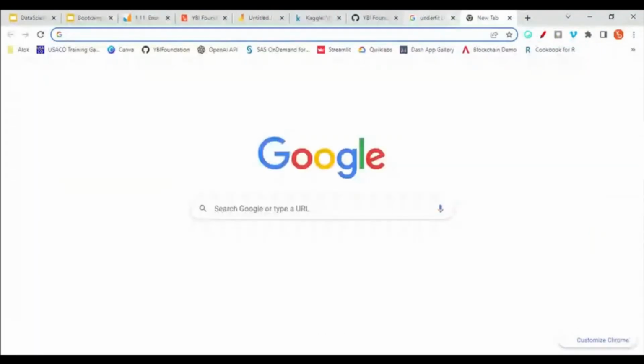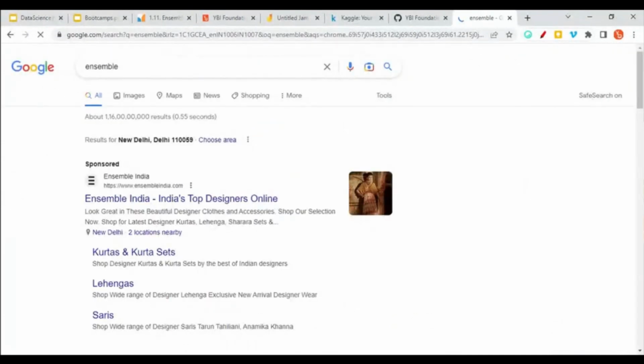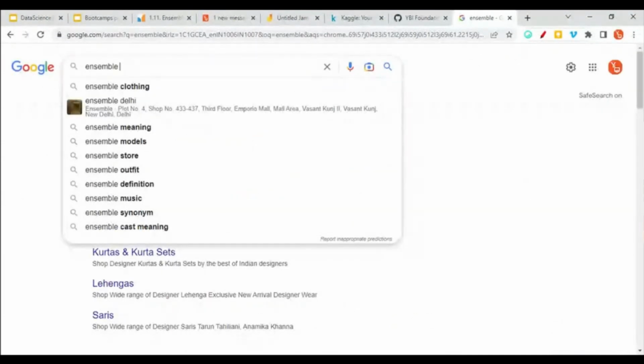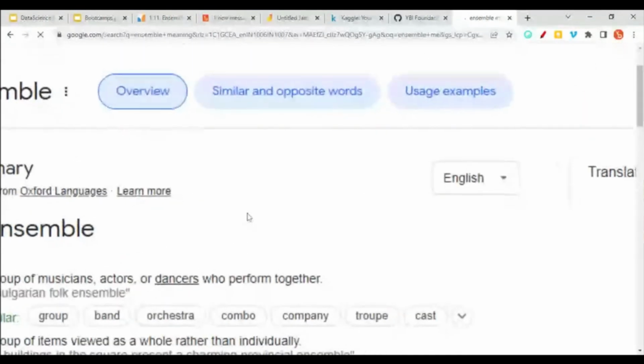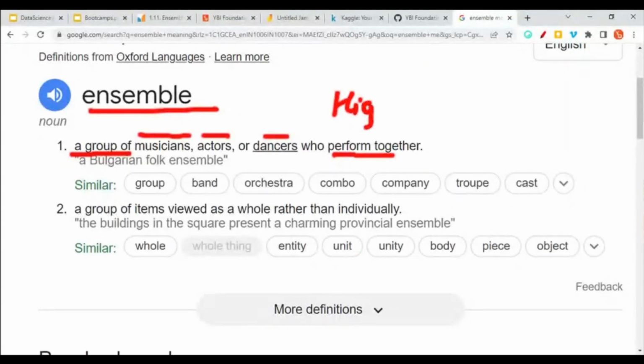If I ask you to please define the word ensemble, ensemble ka meaning bataiye. How will you define ensemble in English? It's an English word, nothing to do with data science or machine learning as such. So ensemble is a group, first of all, of musicians, actors, dancers. For what? For higher performance.